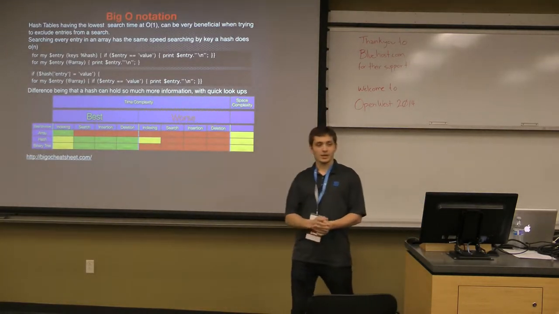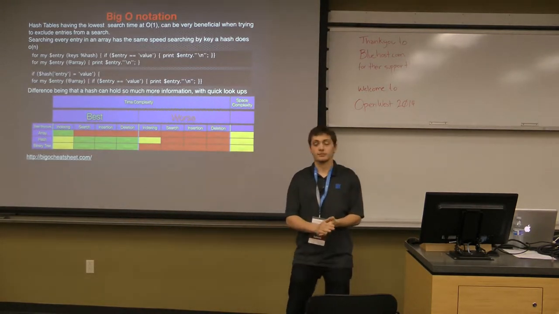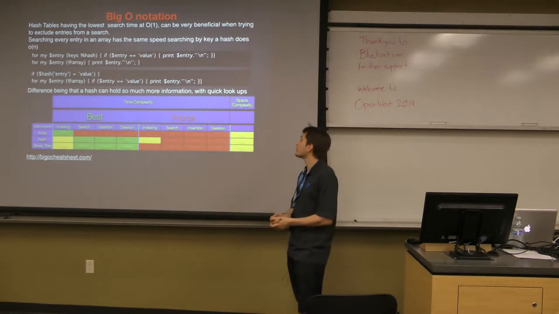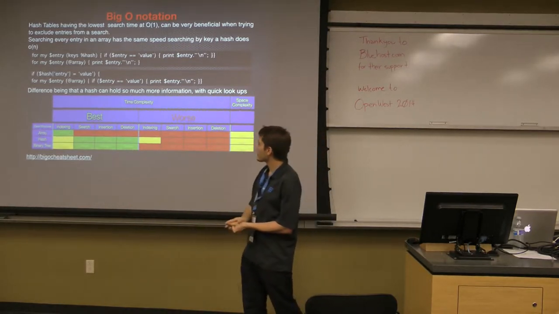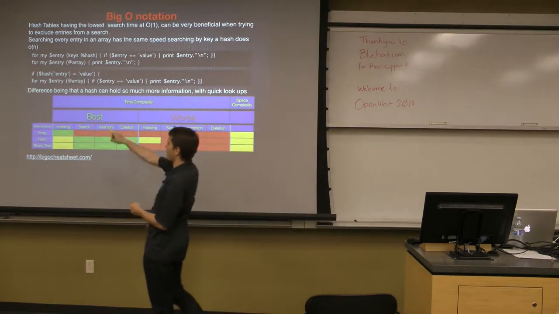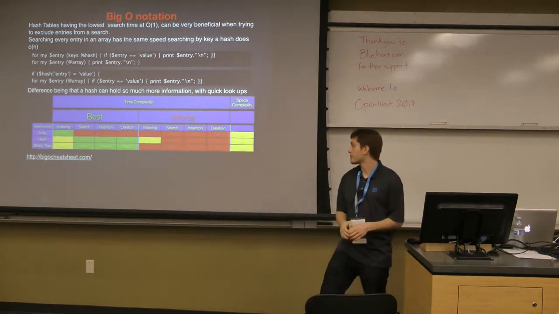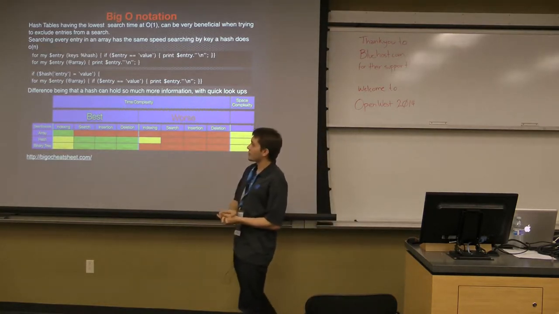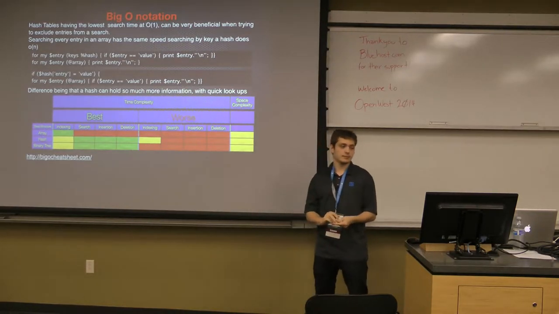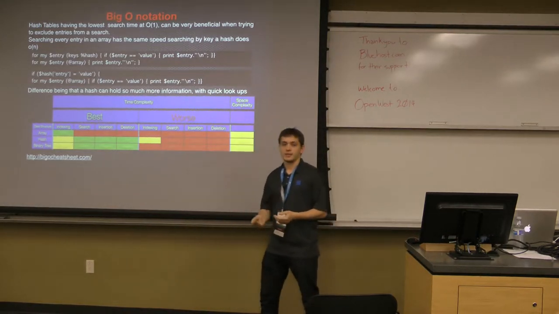Big O notation. Hash tables having the lowest lookup times are very beneficial when you're trying to exclude entries from your virus detection search. I gave two examples here: the top one showing the same lookup times as through an array, and then the second showing you the fastest way, how you get the O(1). I'm doing a very bad explanation of this, but if you look up a very specific value in a hash table, you can get the value very, very quickly, which is fantastic when you're doing searches, when you have blacklists or whitelists, and you want to look them up instantaneously.